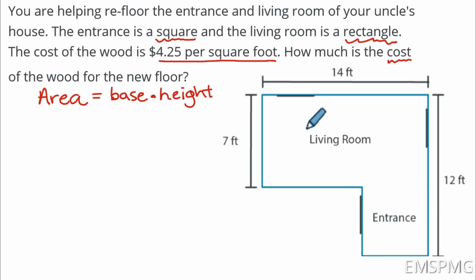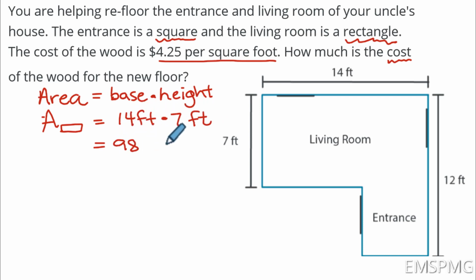I'm just going to get started on this rectangle because I already know that the 14 is the length, or this is the base because it's at the bottom. The height of this is going to be 7. So I already have both values that I need for the area of my rectangle. The base is going to be 14 feet. My height is going to be 7 feet. And since this is true, I'm just multiplying these together. 14 times 7 is 98.